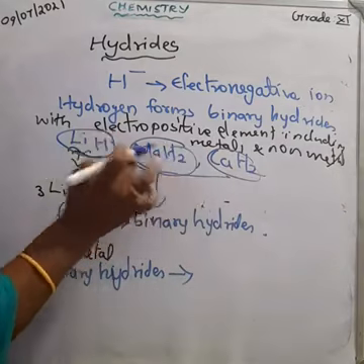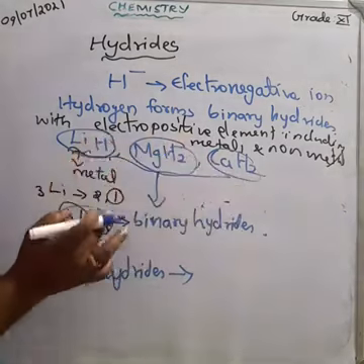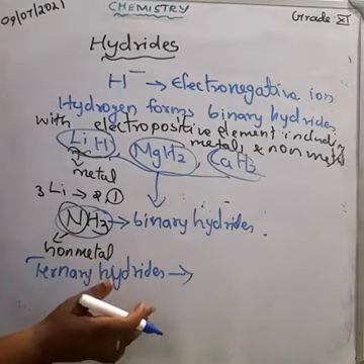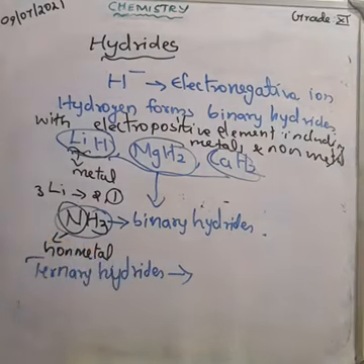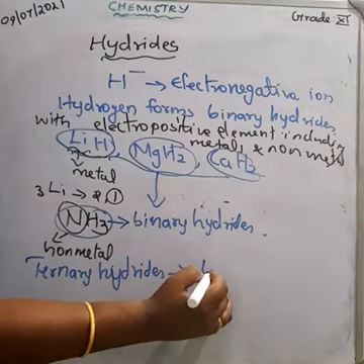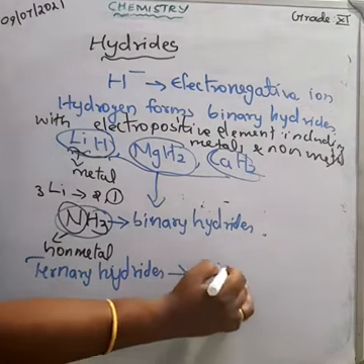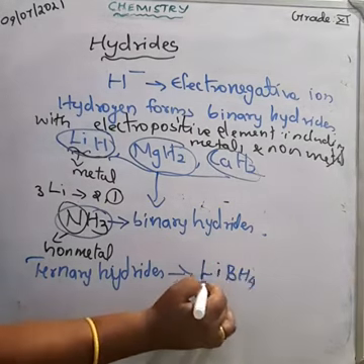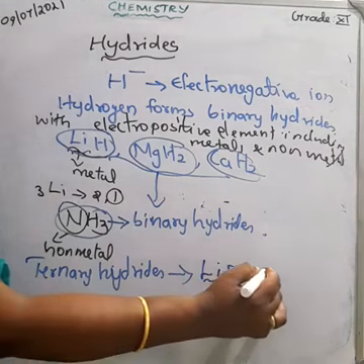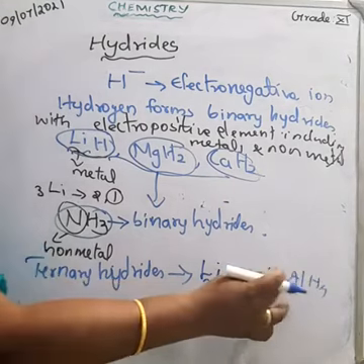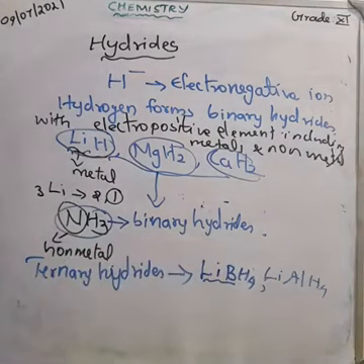Okay, lithium hydride, calcium hydride, these are binary hydrides. Ternary hydride means the hydrogen forms a compound with two metals. For example, lithium borohydride, LiBH4. Here hydrogen combines with two metals, lithium and boron. Another example is lithium aluminium hydride. Here hydrogen compounds with lithium and aluminium, two metals.